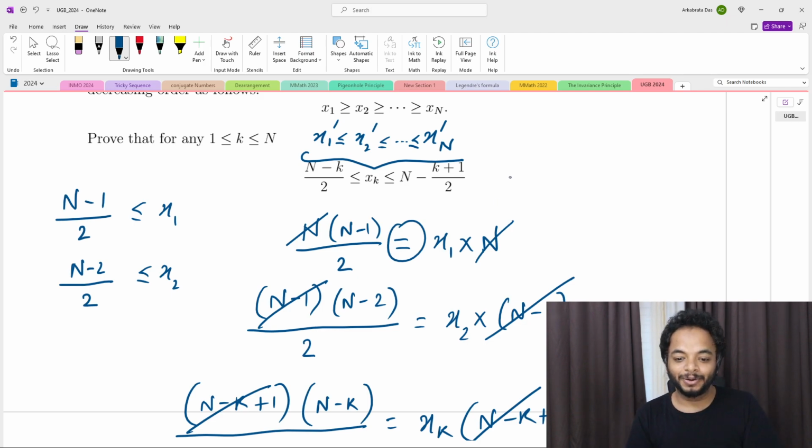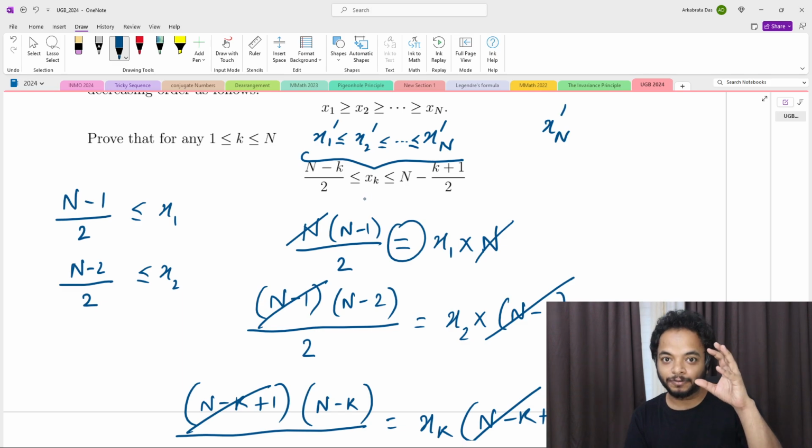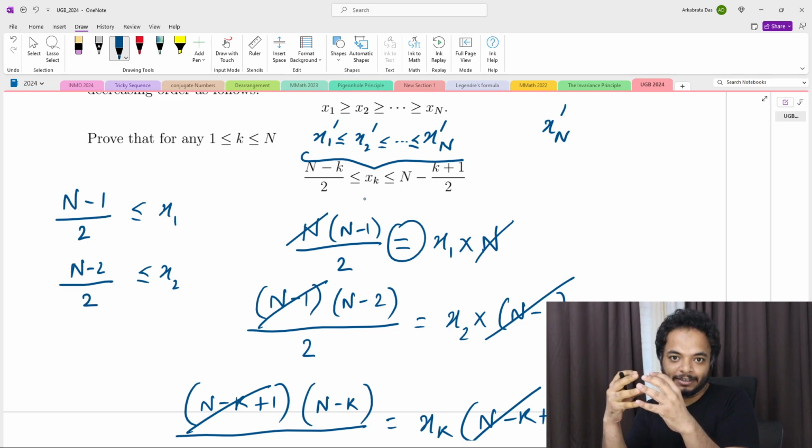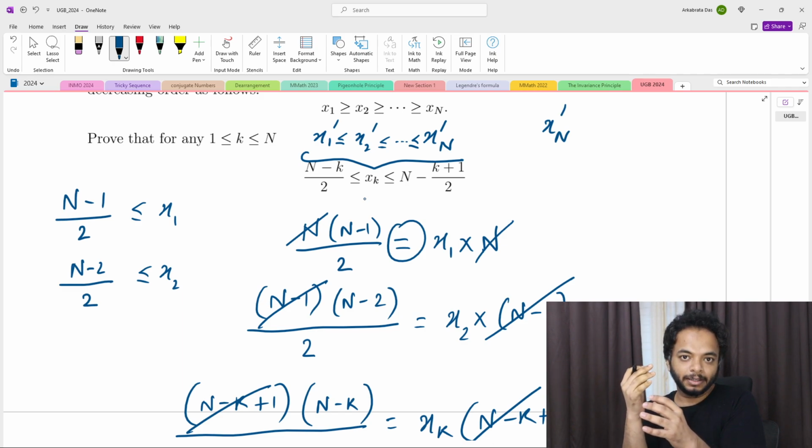So now what I know is that xn dash, this team Tn, will lose the maximum number of games. So again, as we proved, xn dash will be getting the maximum number of losses. So for those losses, what could be the range?